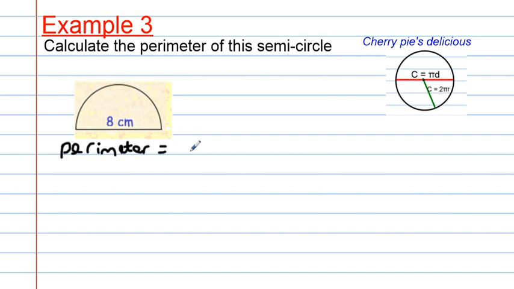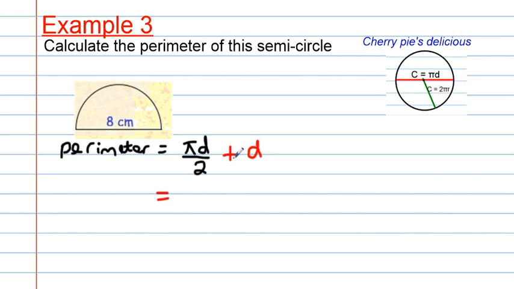is half of cherry pie is delicious, so half of that, plus the diameter. That's a common error. For students, they'll calculate this circumference here, and then they'll forget to add on the diameter because we're looking for the perimeter of the semicircle. So that's a distance all the way around the semicircle.